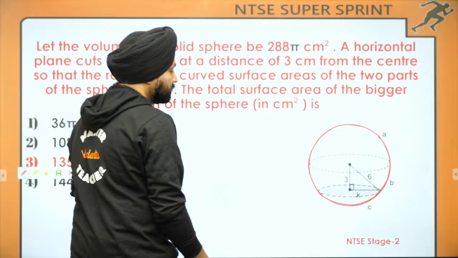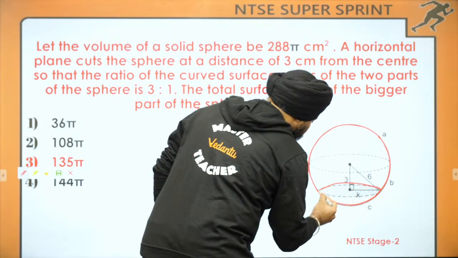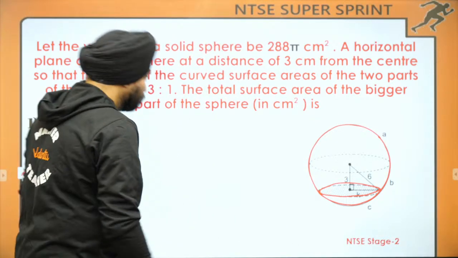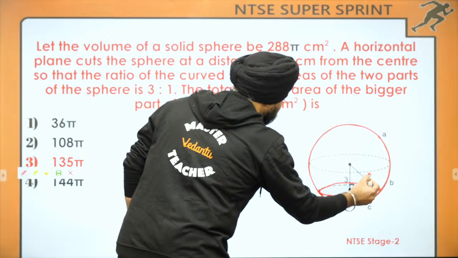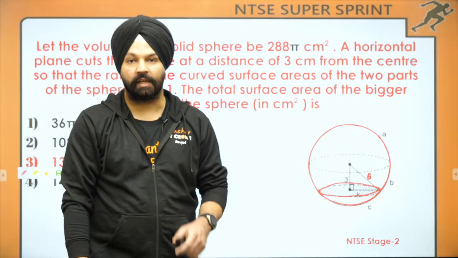Right? And he says it has been chopped out. So a circle will be created at this point, right? And from the volume, you can calculate the radius, which comes out to be 6. So he says, for this upper part, you have to tell the total surface area, right?